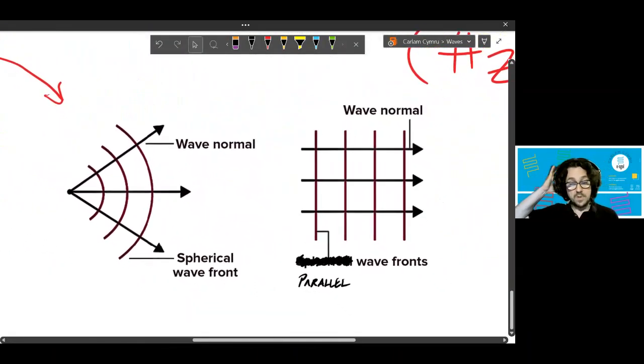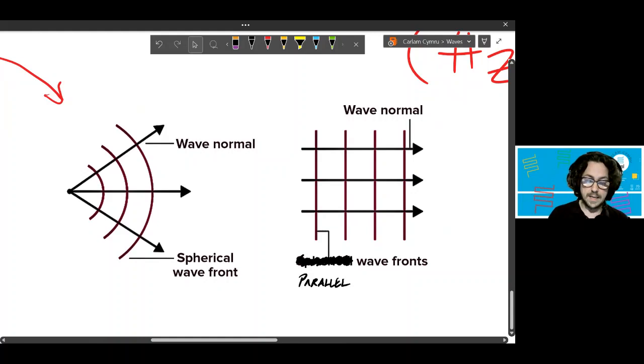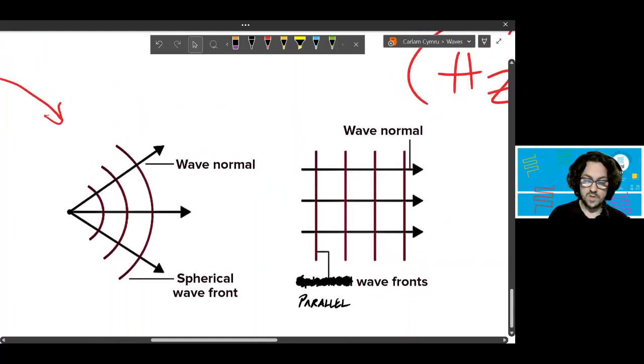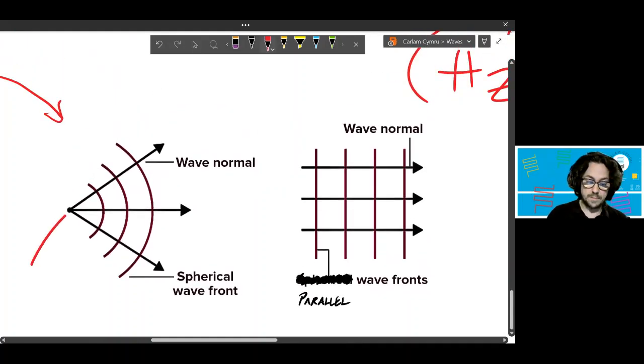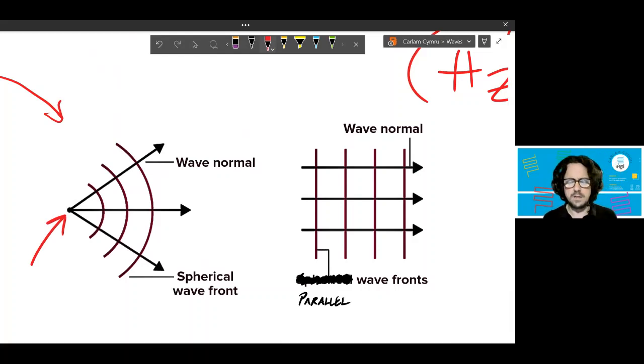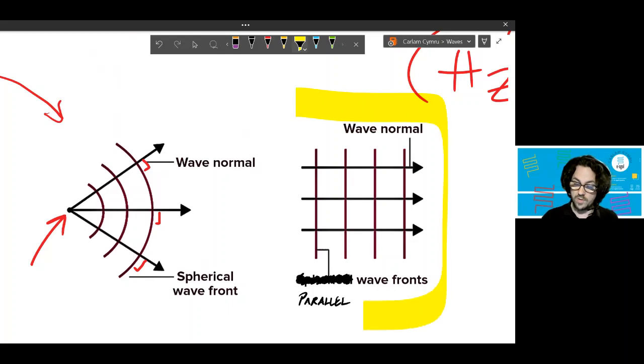There's a couple of different examples here. So if we've got our pebble in the pond scenario, as we have on the left, then of course we get these radial rings, which are emanating outwards. But of course, the direction of the wave, the wave normal, as we call it, will always be, like we just said, perpendicular to the wavefront.